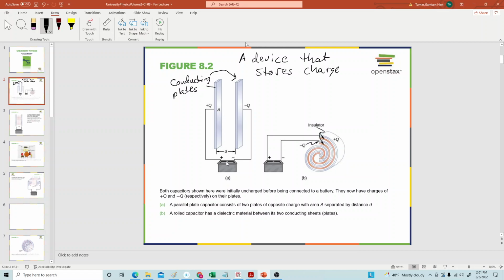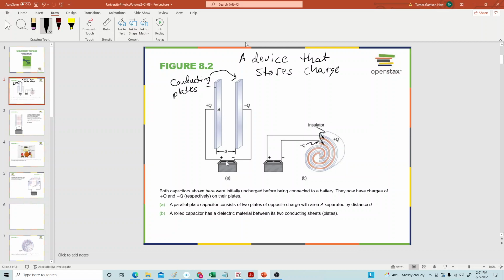So because voltage at its root is potential energy per unit charge, you can think of voltage as a measure of the available electric energy in a system, if you know how much charge there is. So you can move charge from one plate to the other via the battery.